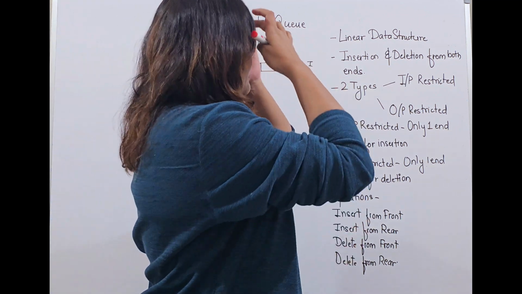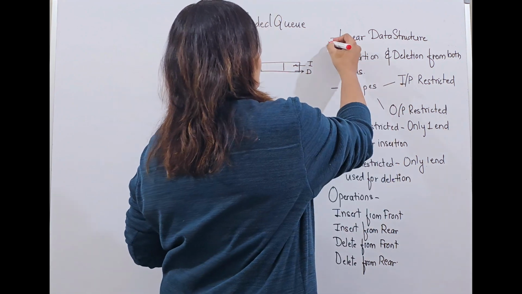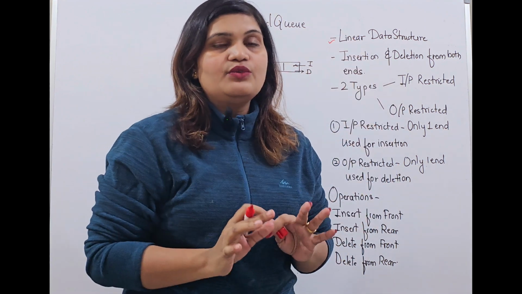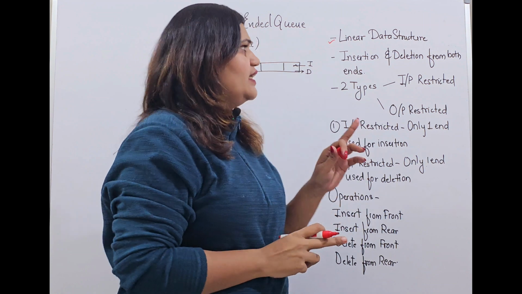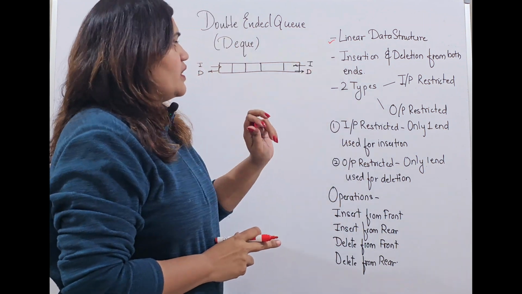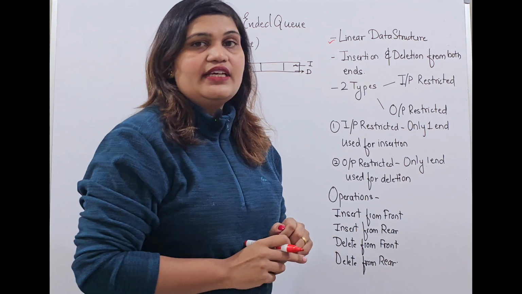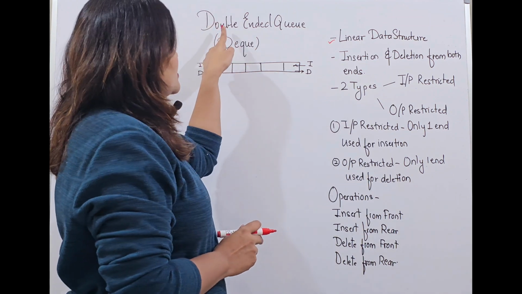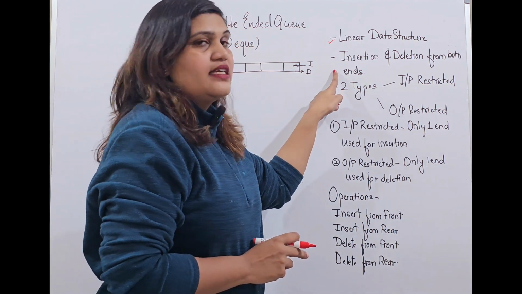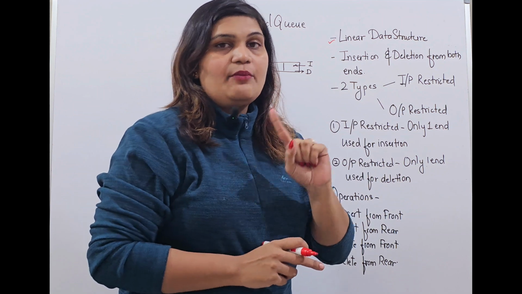So as you can see, the very first point it says is linear data structure. So we already know that queue is a linear data structure where data is stored linearly. Okay. With that, second point says insertion and deletion from both the ends. As the name suggests, double-ended queue. So in this case, our insertion and deletion will happen from both the ends.